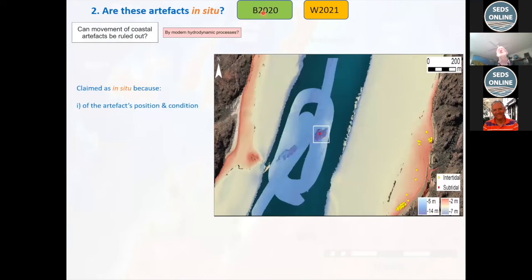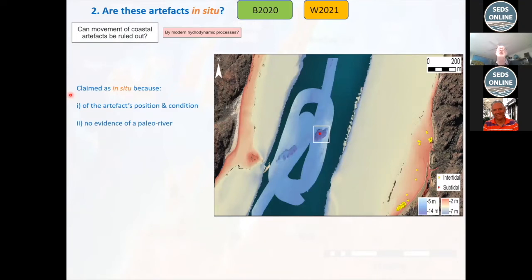And these two papers both introduced this artifact, and they claim that this artifact could be justified as being in situ for three reasons. Firstly, because of, quote, the artifact's position and condition. They didn't go beyond that, so I'm not exactly sure what that means. Secondly, they said that there was no evidence of a paleo river through the passage. We might come back to that later. I don't think that that's necessarily very important.